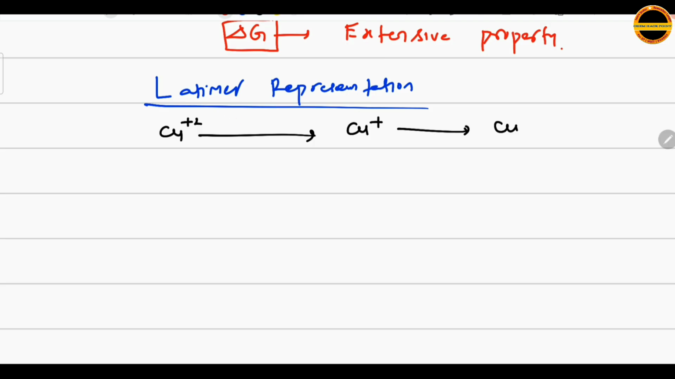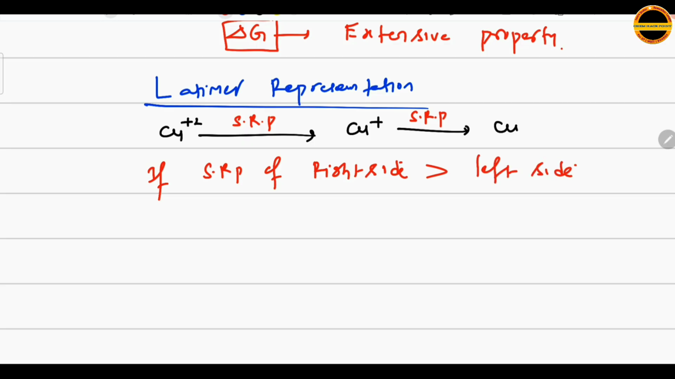See, all are reduction processes. Here I am taking the standard SRP values. Why are we using Latimer representation? If the SRP of the right side is greater than the SRP of the left side, then the middle ion, that is Cu+, undergoes disproportionation.